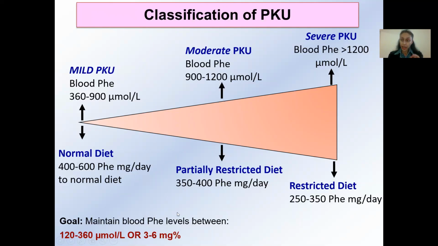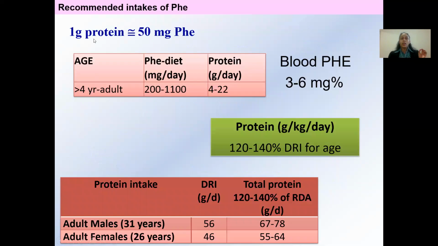Now, according to the American Dietetic Guidelines, the goal is to maintain your blood Phe level between 3 to 6 milligram percent. And to achieve this, you need various levels of dietary restriction depending upon the type of PKU the person has and the regulation, the blood Phe level that the person is maintaining. Moving further, now what are the recommendations? So 1 gram of protein gives you approximately 50 milligrams of Phe.